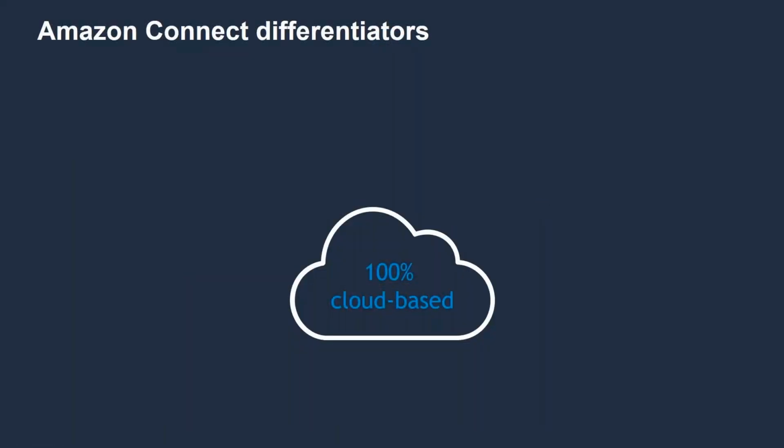So what makes Amazon Connect different? Well, first of all, it's 100% cloud-based. There is no infrastructure required for you on your premise to operate Amazon Connect. The only thing an agent requires is a laptop and a supported internet browser like Chrome or Firefox and a decent USB headset. We provide self-service configuration.